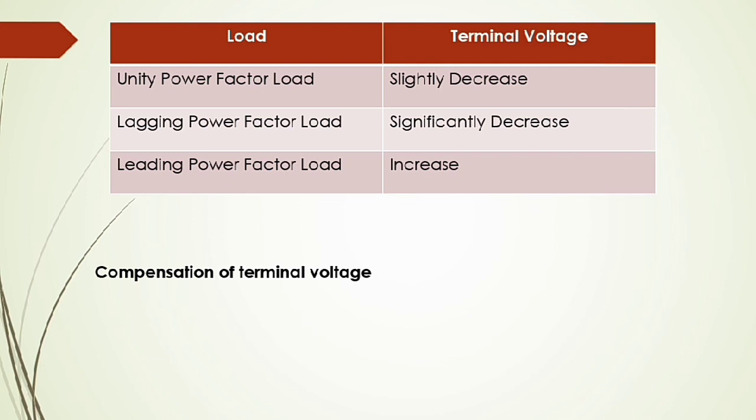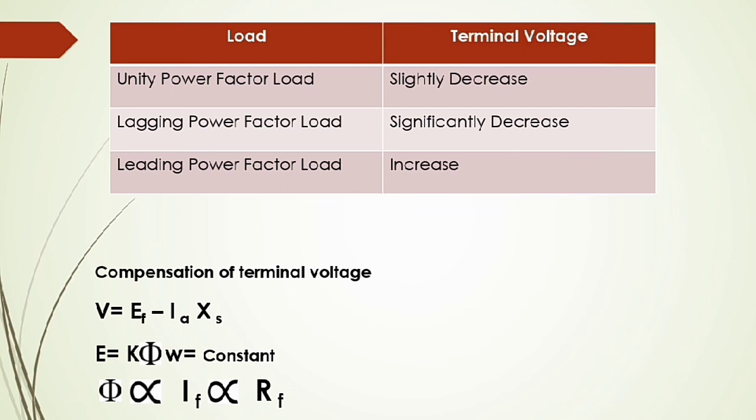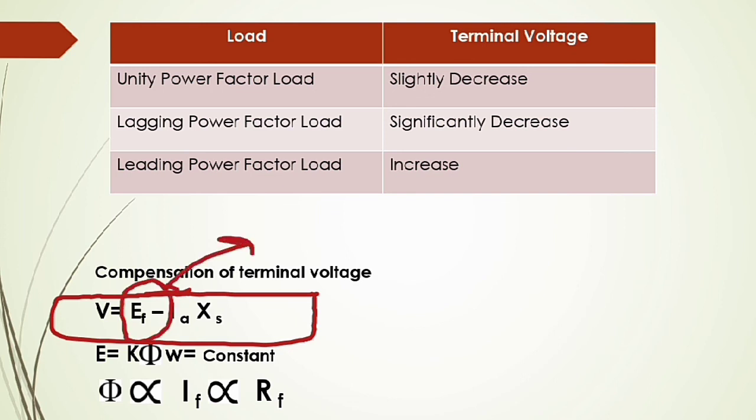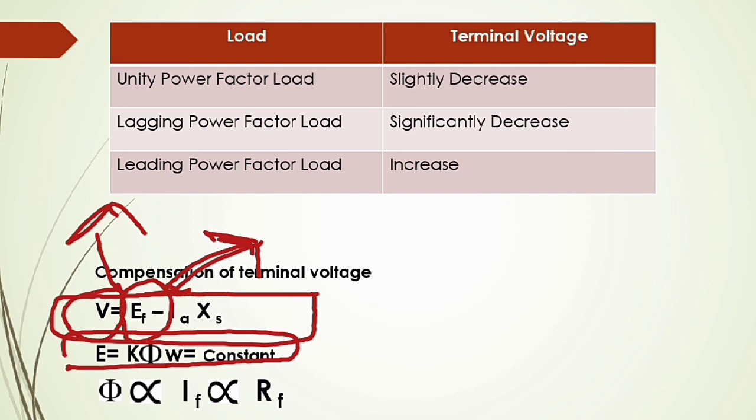We can compensate for this variation of load by changing the EMF, because of the equation V equals E minus IA XS. Initially we keep the EMF constant, but if we want to make the terminal voltage constant, the EMF should vary. E is directly proportional to flux and omega, the speed of the prime mover. If we control E, we make the terminal voltage constant.